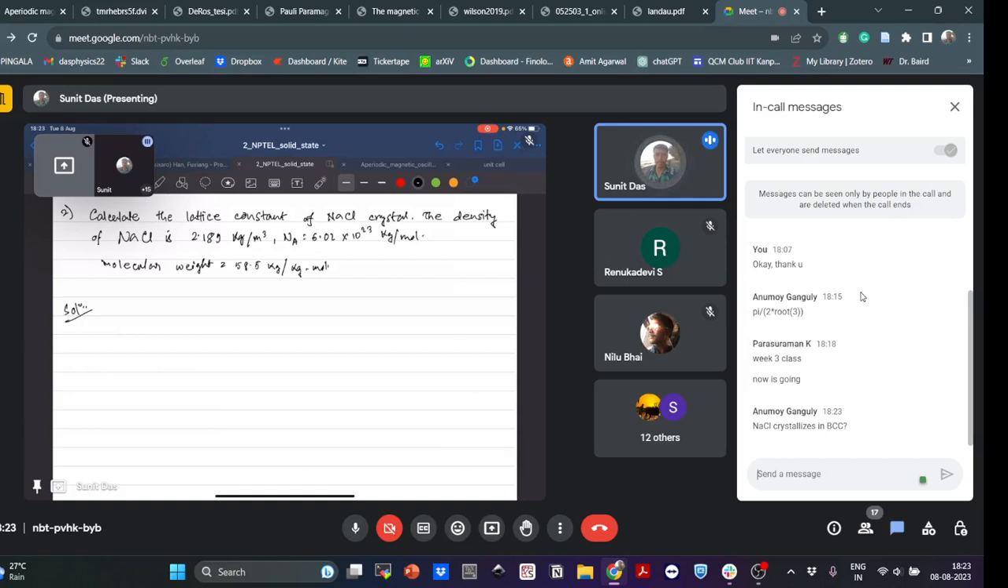Okay, so one information is not given here. That NaCl crystallizes in which type of crystal? Cubic crystal, BCC, FCC, or simple cubic. So it crystallizes in the FCC, okay, face centered cubic, not BCC.